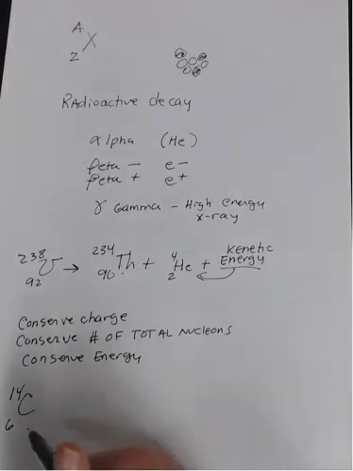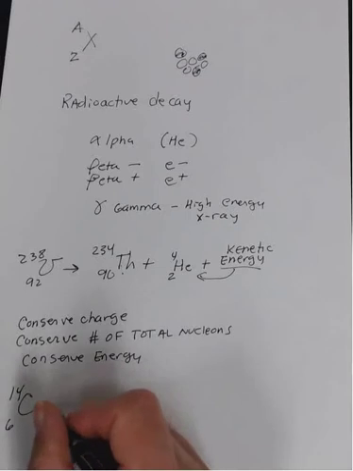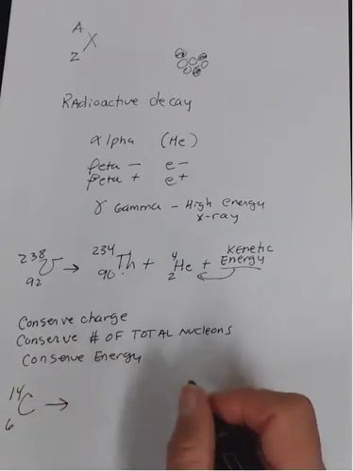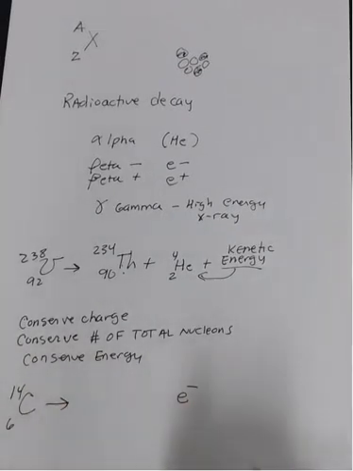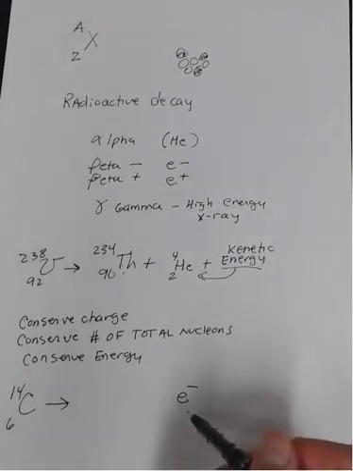I think it's like 1 per trillion. So it beta decays. Now, the electron is not a nucleon. It's not a proton or a neutron.